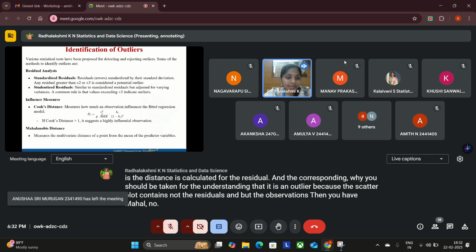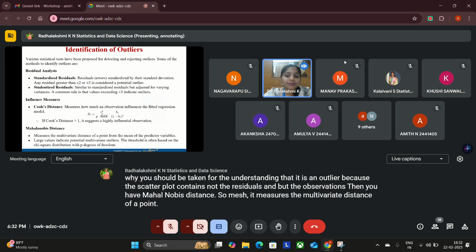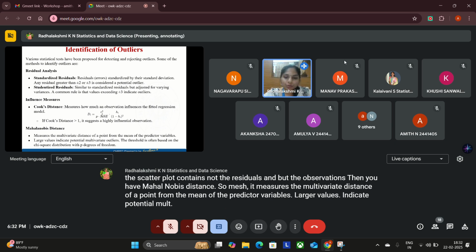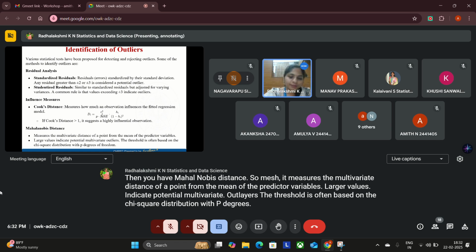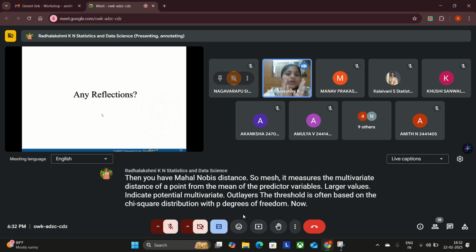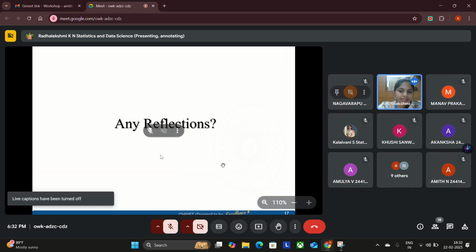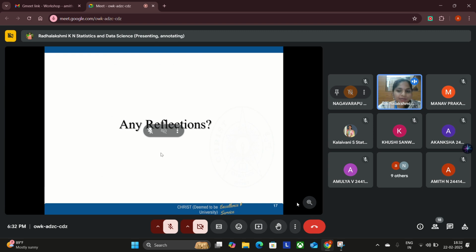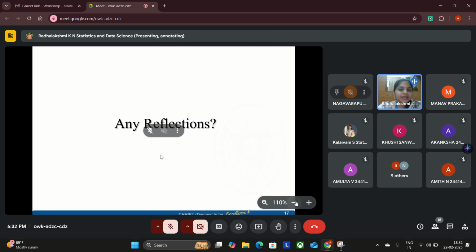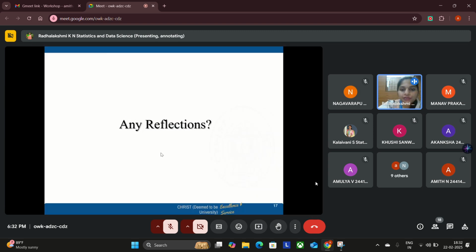Then you have Mahalanobis distance. It measures the multivariate distance of a point from the mean of the predictor variables. Larger values indicate potential multivariate outliers. The threshold is often based on the chi-square distribution with p degrees of freedom. So this is what I had to share with you before we move on to some hands-on experience in R. Now you can ask me for any doubts or clarifications. We can dedicate about 2 minutes for it. If you don't have any, we will move on to some practical applications and see how we can do it in R.